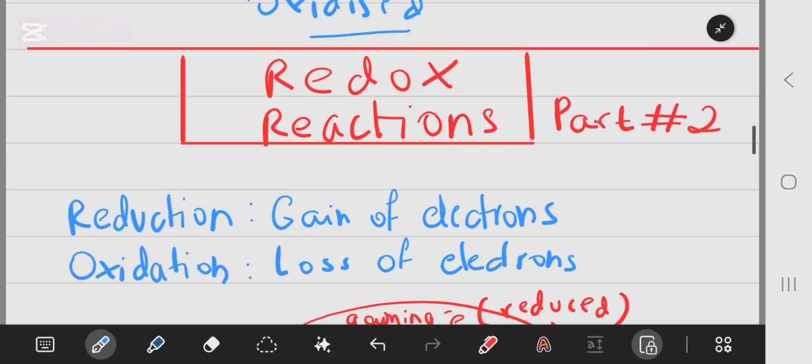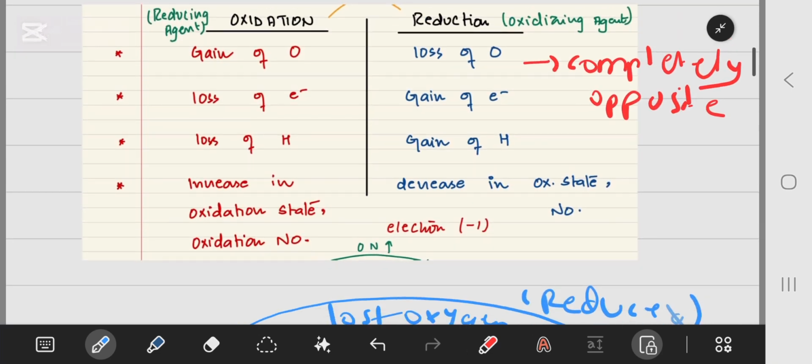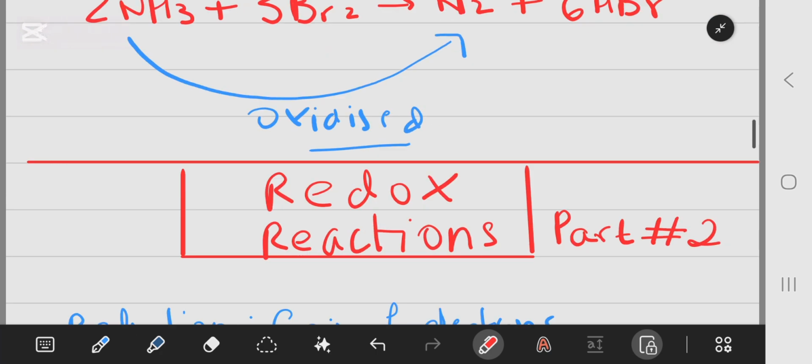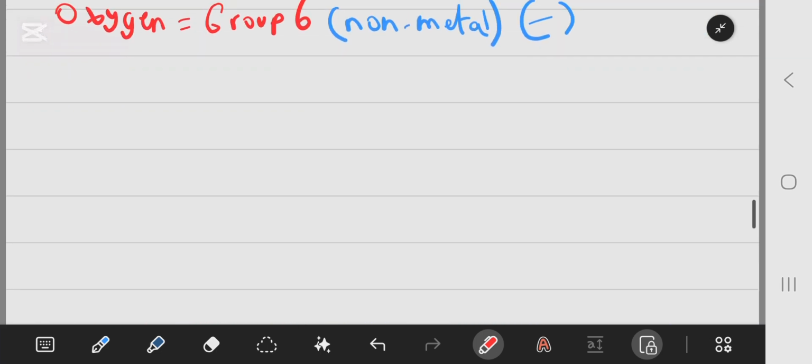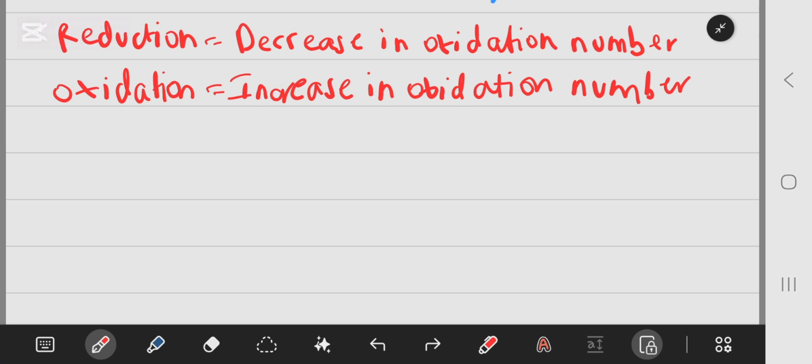So now we are going to do the last point that defines what redox is, which is the increase in oxidation state and the decrease in oxidation state. This is the most important one as well. So let's write it down. The most important question that arises when discussing this topic in particular is what exactly is meant by oxidation number.